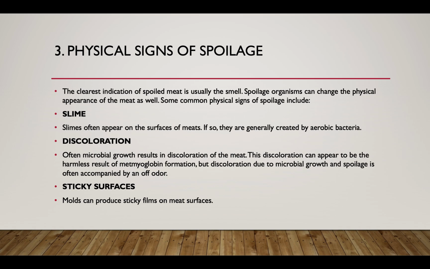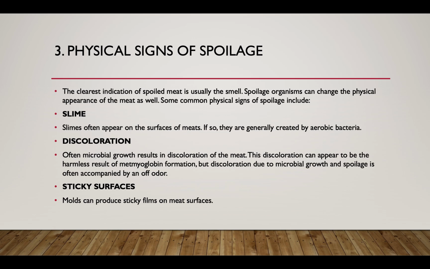Physical signs of spoilage in meat are the clearest indication of spoilage. Among these, smell is the most evident feature that indicates spoilage. Spoilage organisms can change the physical appearance of the meat.